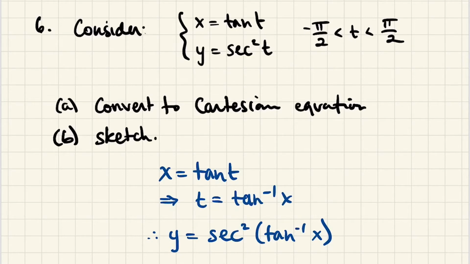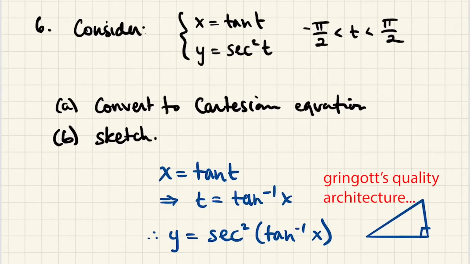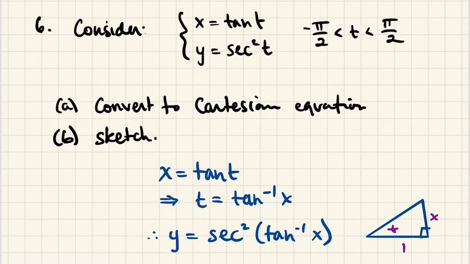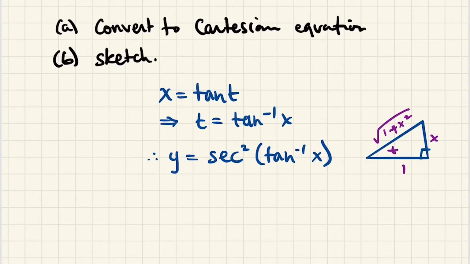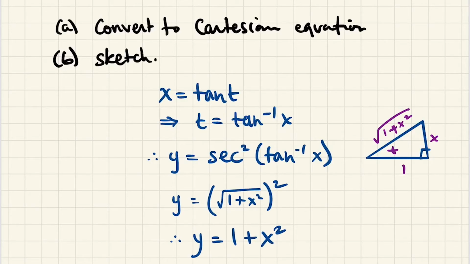You could draw a triangle, and we know that x is equal to tangent of t, so our angle here is t, and we can label the sides so that x is tangent of t, and using the Pythagorean theorem, we could find the missing hypotenuse here, which would be radical 1 plus x squared, and now we can read off of this any trig function we want, secant, cosecant, whatever. Here what we need is secant squared, so that's going to be the square of secant, and secant will be 1 plus x squared under a radical over 1, and that's being squared, of course, so we get that y is equal to 1 plus x squared. And that is the correct answer.